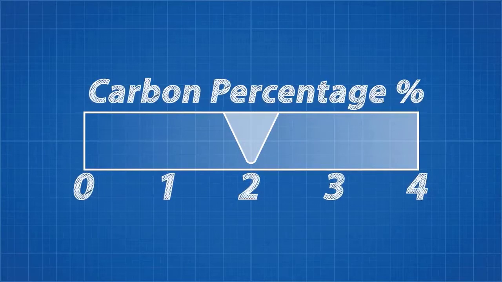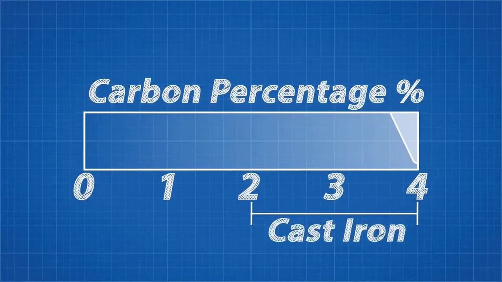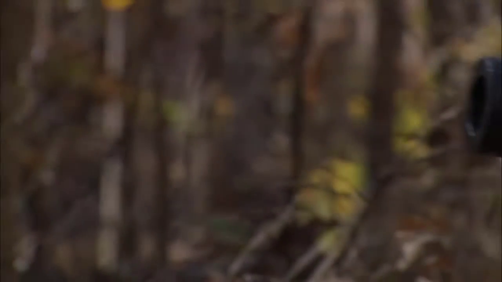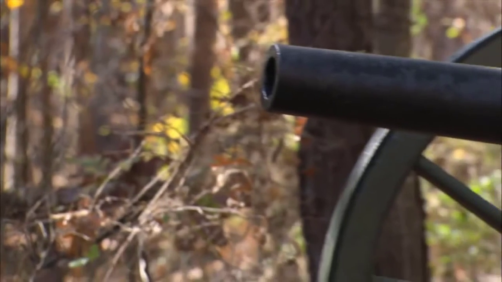So the main difference between iron and steel is the amount of carbon they contain. Anything with a carbon content above 2% is cast iron. In general, a higher carbon content results in a harder and less ductile material. Cast iron has a very high carbon content, which makes it very hard but also very brittle.